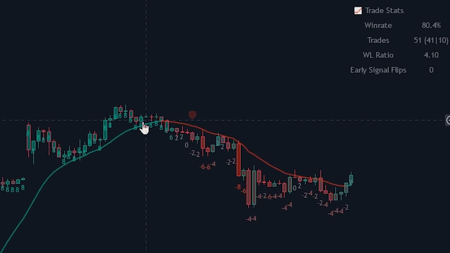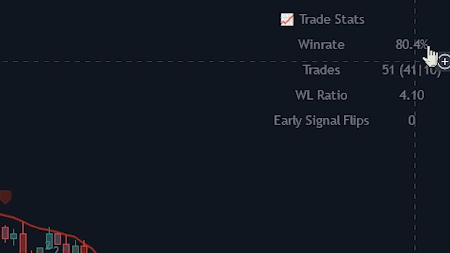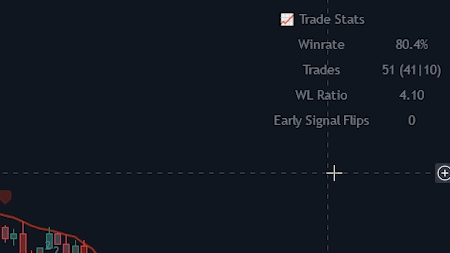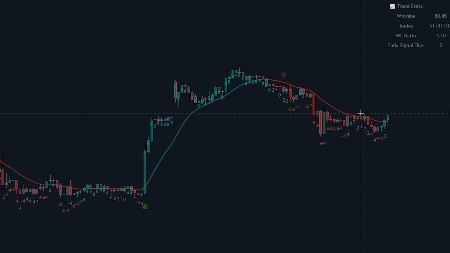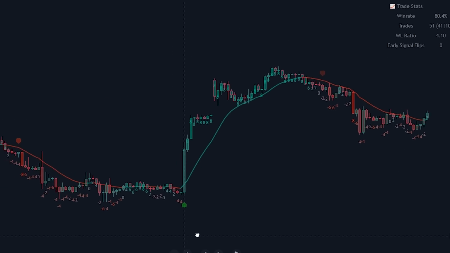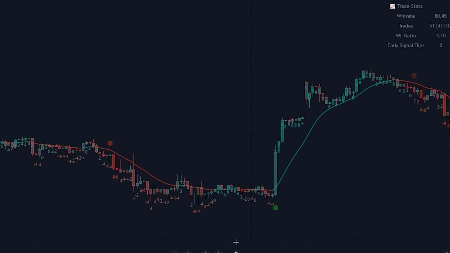Along with this, in the top right of the chart, there is a small table that showcases the statistics of the indicators, such as the win rate and the number of trades that have been taken. Now that we know exactly how we can read the indicator, let's take a look at how we can use it to enter into positions.